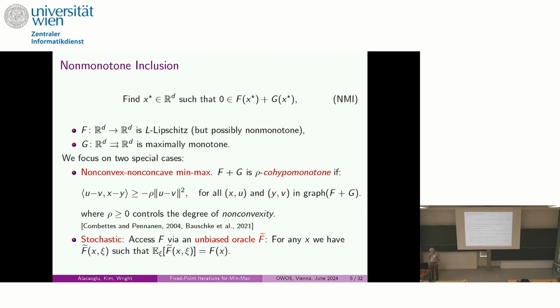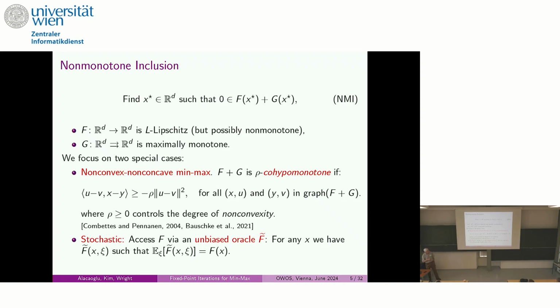Another target problem is this non-monotone inclusion. Here F is a map from R^d to R^d, and again it's L-Lipschitz, but possibly non-monotone. G is a set-valued mapping that's maximal monotone, so again that could be a set indicator. I'm going to focus a lot on two special cases. The first one allows non-monotonicity, but only to a restricted degree. Specifically, we allow F plus G, the combined operator, to be co-hypomonotone. What that exactly means is given in the next line.